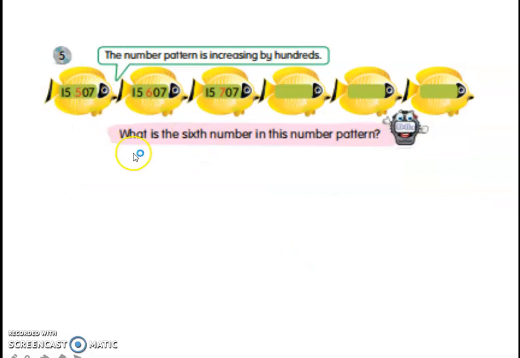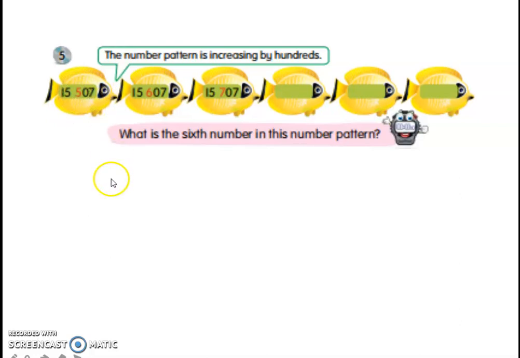The question is, what is the 6th number in this number pattern? The 6th number is here. Let's see the number pattern. Does it become bigger or smaller? It becomes bigger, you see, from 5, 6, 7. That means it becomes bigger and bigger. Now we have to find out how much it increases.